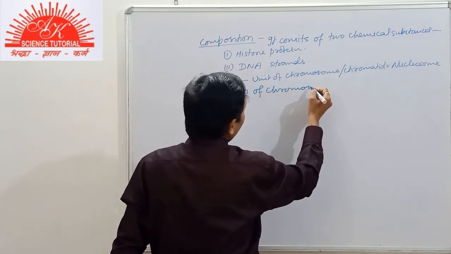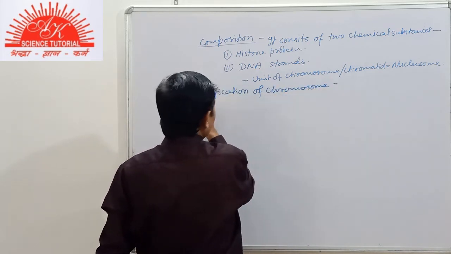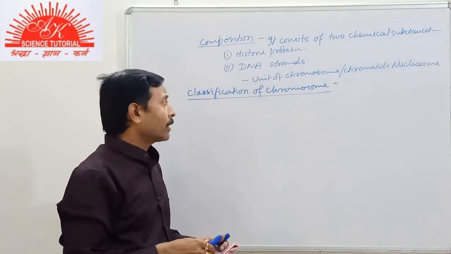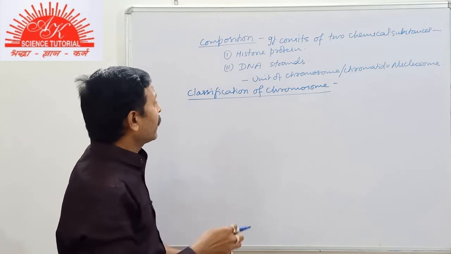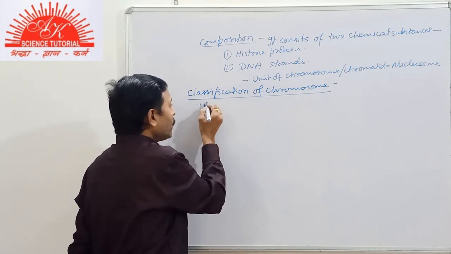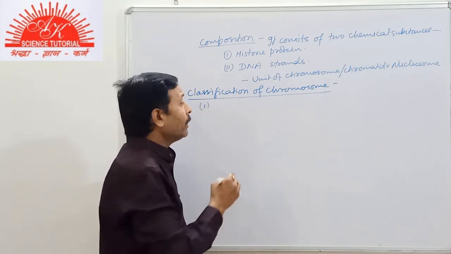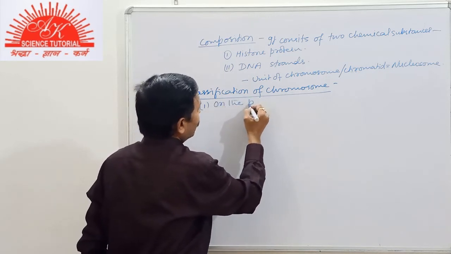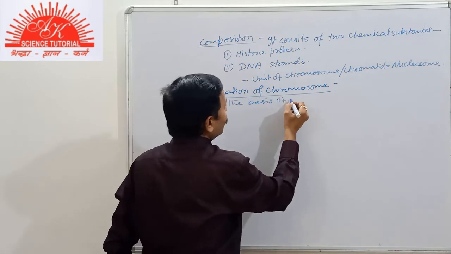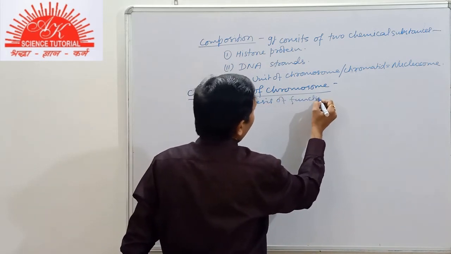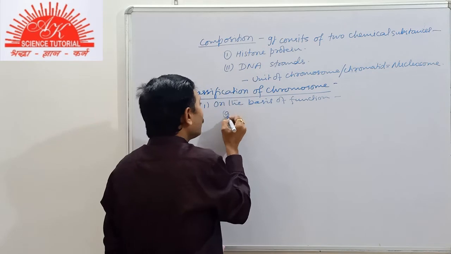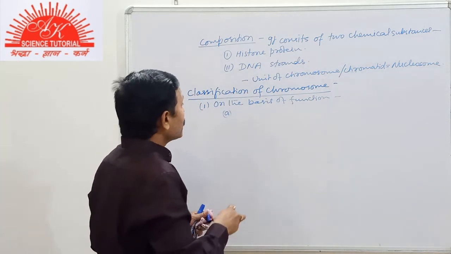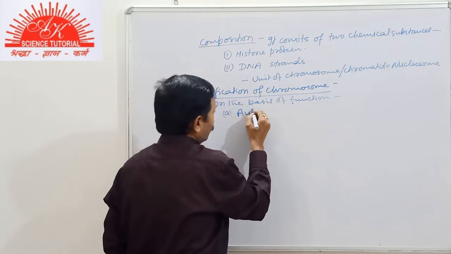Although there are many methods to classify, for simplicity we will study here for knowledge, because we will study it later on, terms will be required. The first basis to classify is on the basis of function. We can divide it into 2 parts. First part is autosome.